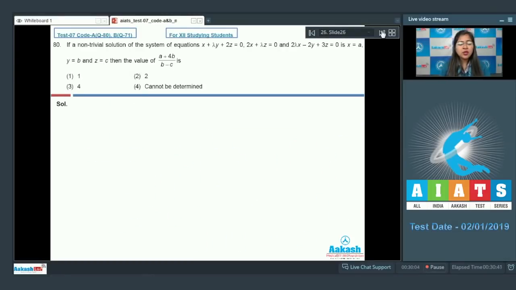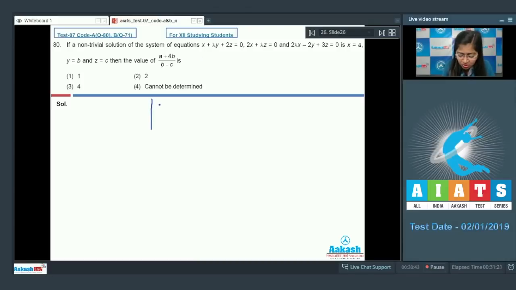Next is question number 80, which says that if a non-trivial solution of the system of equations x plus lambda y plus 2z equal to 0, 2x plus lambda z equal to 0 and 2 lambda x minus 2y plus 3z equal to 0 is x equal to a, y equal to b, z equal to c, then the value of (a plus 4b) upon (b minus c) is. As for the given system of equations, we have a non-trivial solution, which means that apart from 0, 0, 0, we have some other solution also, right?